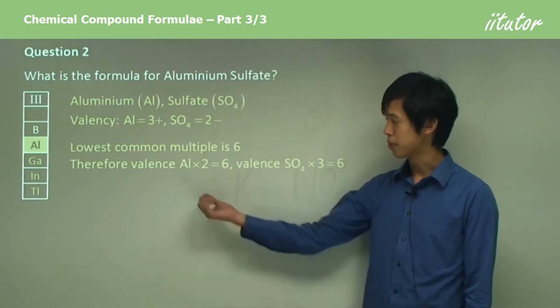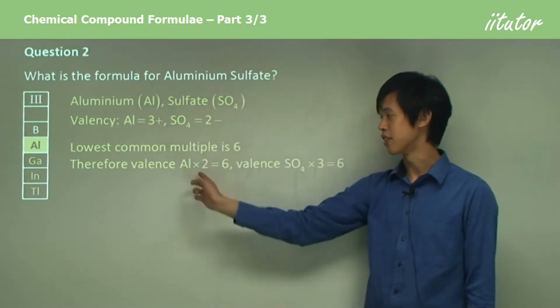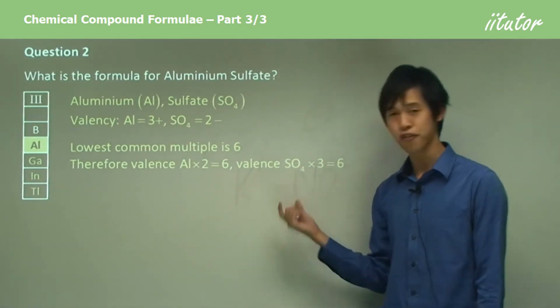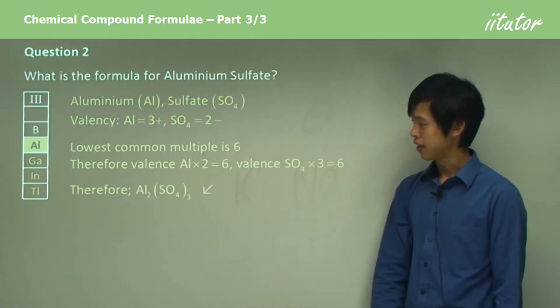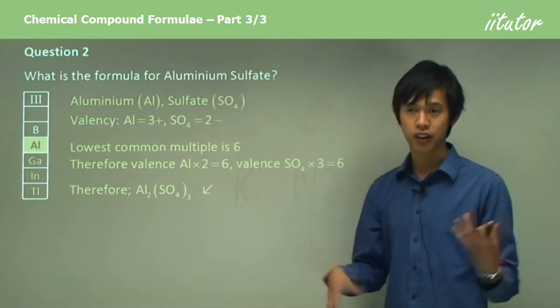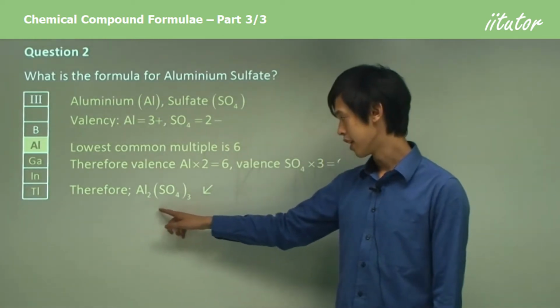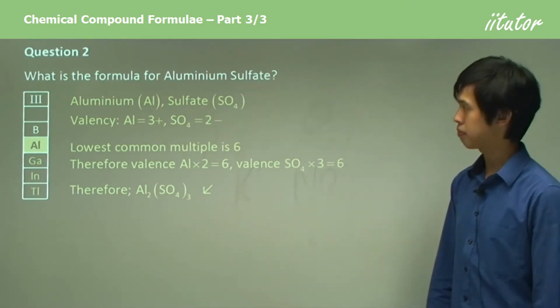So therefore, for aluminium, because of the valency, to get 6, you need to multiply the number of aluminiums by 2. And for SO4, you need to multiply by 3, and you'll get 6. And so for every molecule of aluminium sulfate, you'll have 2 aluminium atoms and 3 sulfate ions. So that's how we do that.